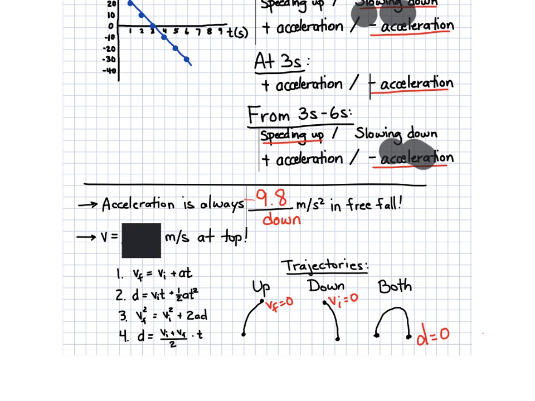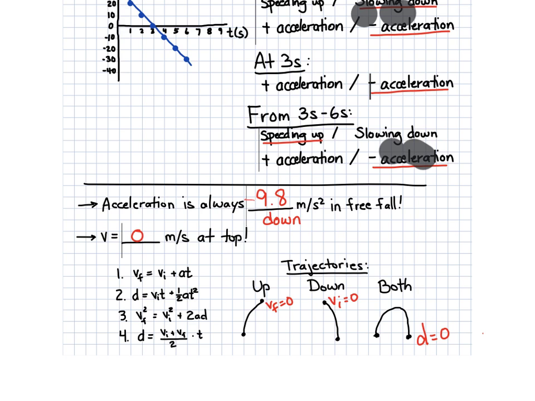All right, what's the velocity at the top? How fast is the ball going at the top of its flight? If you throw it straight up, give me a number. Yeah, it's always 0. So velocity is always 0 at the top. So these make up the given quantities.